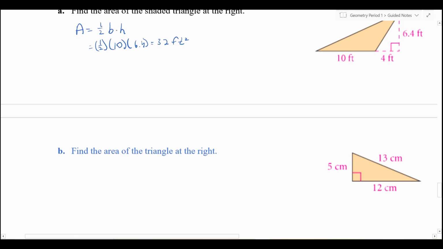All right, let's take a look at an example for you to do. Find the area of the triangle here on the right. Have fun. All right, let's take a look at this one.